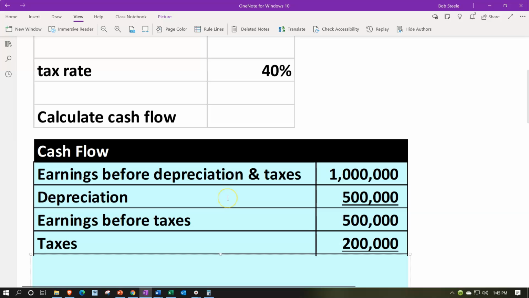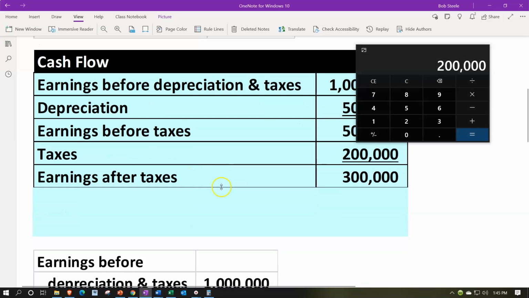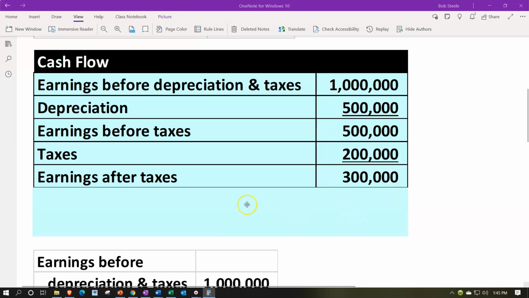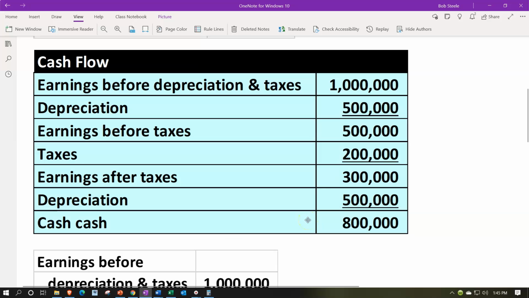So now we're going to have the taxes at the $200,000, which of course will be calculated the 500,000 times the 0.4. There's our 200,000. Then we have our earnings after taxes, the 500 minus the 200. Then we're going to add back in our depreciation because the only reason we took it out is because when we're trying to do a cash flow basis, it's for the tax impact. So now we're going to add it back in. The 300 plus the 500 is going to give us then the 800,000.